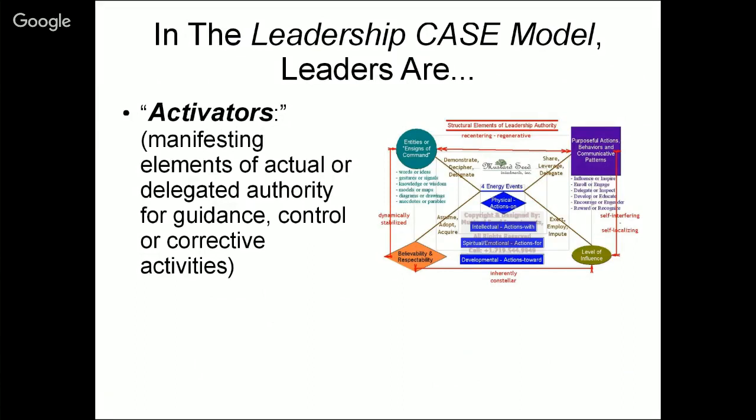In the leadership case model, leaders are activators. That is, they're manifesting elements of authority for guidance, control, or correction. They integrate and incorporate their ensigns of command with strategies or strategic plans.